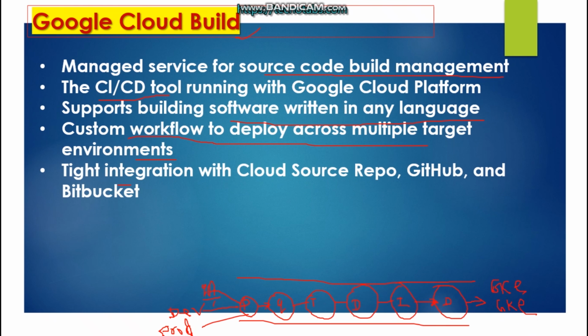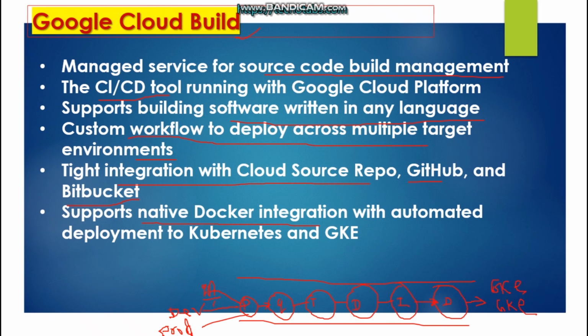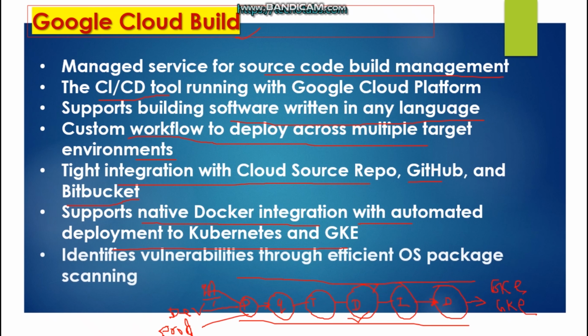All right. It's tightly integrated with Cloud Source Repositories, GitHub, and Bitbucket. So you can give the URL of a Cloud Source Repository, Bitbucket, or GitHub, and it will start taking your code from there and doing the build. It supports native Docker integration with automated deployment to Kubernetes and GKE. So you give your code, it will build the Docker image, it will take the backup of that Docker image into some kind of repository, and you can perform the Docker tags and Docker build as well using Cloud Build.